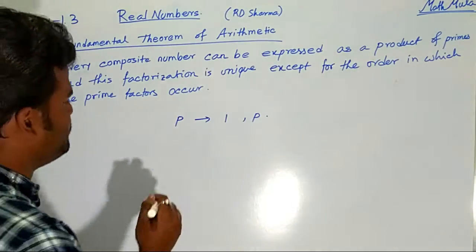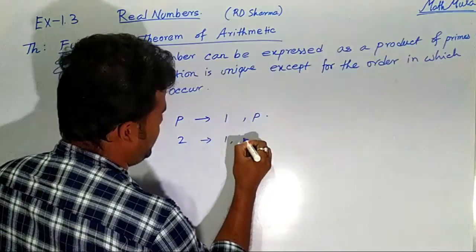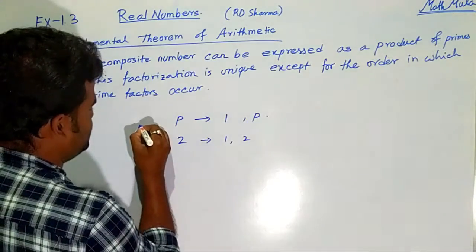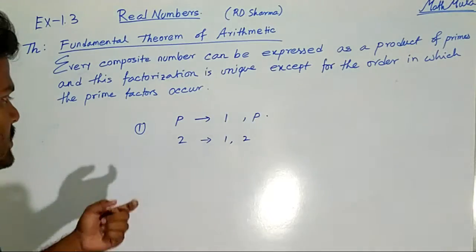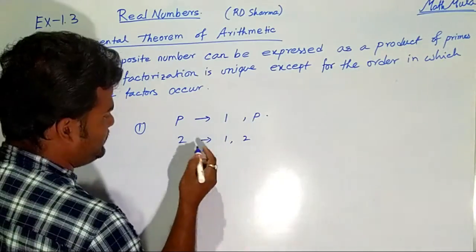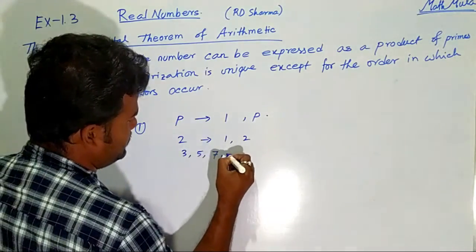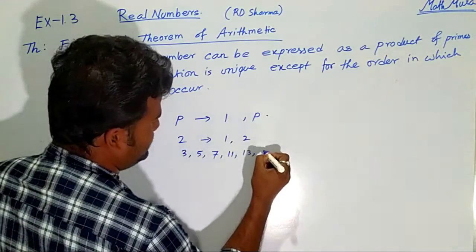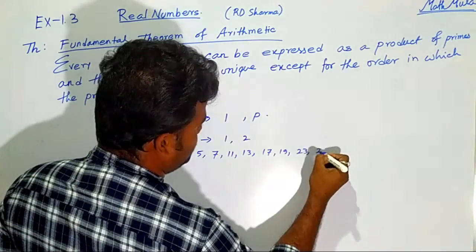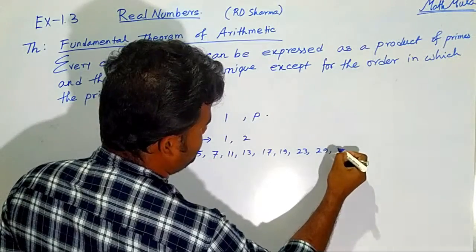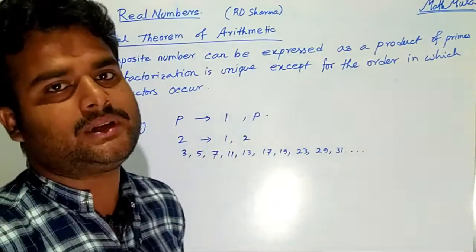The smallest prime number is 2 because it has two factors, 1 and 2. 1 is not a prime number because there is only one factor, that is 1. Then the next prime numbers are 3, 5, 7, 11, 13, 17, 19, 23, 29, 31, and so on.